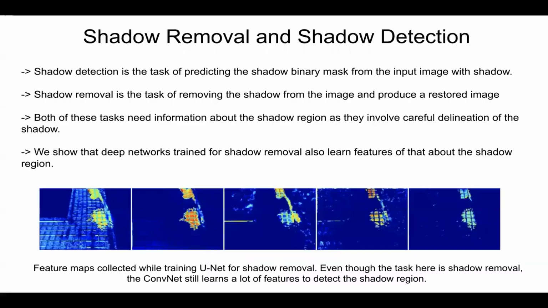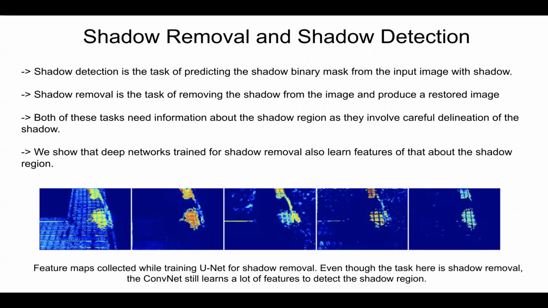So, shadow removal and shadow detection are two tasks in computer vision where in shadow detection, we predict a shadow binary mask from the input image. And in shadow removal, the task is to remove the shadow from the original image so as to get a restored image. So both of these tasks are correlated because both of them require information about the shadow region, be it either shadow removal or shadow detection.